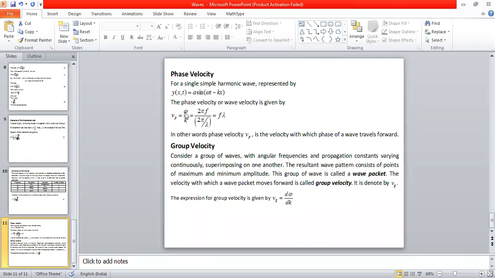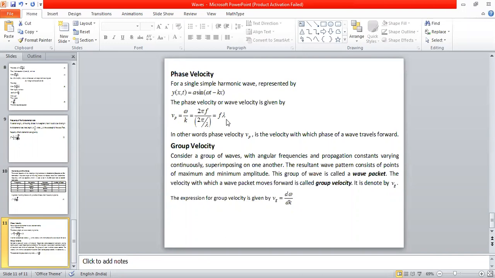Now omega is angular frequency, given by 2 pi f, and k is the propagation constant, 2 pi by lambda. The 2 pi cancels, lambda goes to the numerator, so it becomes f into lambda. Therefore phase velocity or wave velocity is given by Vp is equal to f lambda. So phase velocity or wave velocity is given by the product of frequency and wavelength. How does it read?